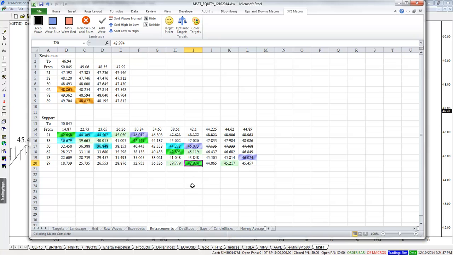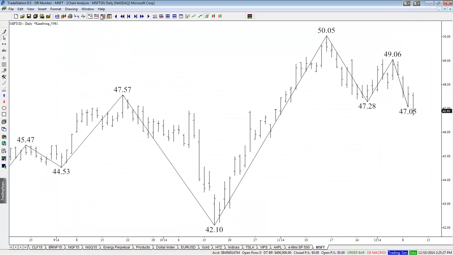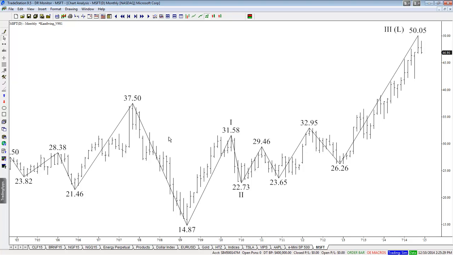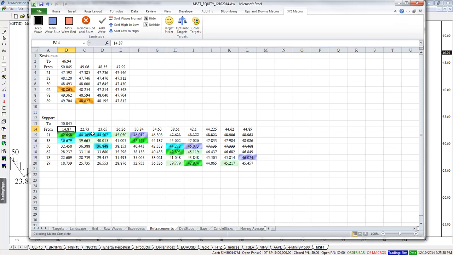Now the important point about that is it's also the 62% retracement from 38.51, and most importantly, it's the 21% retracement from 14.87. Now if realistically we're looking at this move down from 50 as being wave 4, we should see at least a 21% retracement from 14.87. If we look at our monthly chart again and look at the bottom of wave 2, which is 22.73, that's really the 38% retracement I'm most interested in. And so 22.73, the 38% retracement there, is right around 39.70 or so.